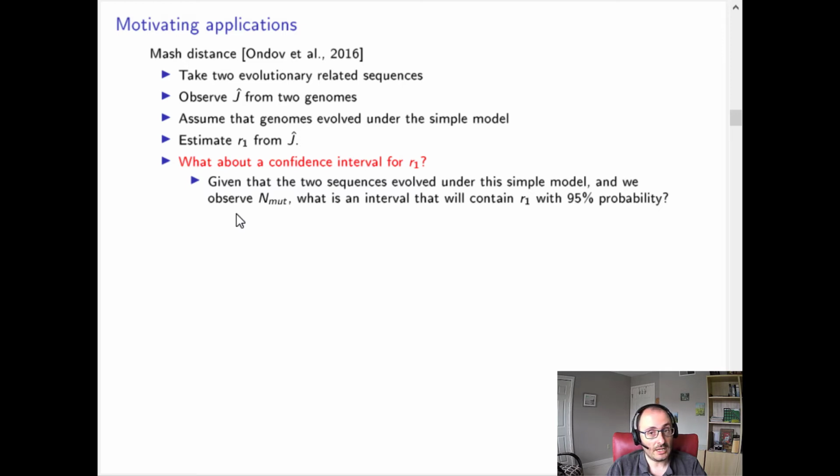And this is what the Mash paper does, and it's great to have this kind of point estimate, but wouldn't it be better to have a confidence interval for R1? What I mean in this case is that, given that we have these two sequences that evolved under the simple model, and we observe n_mut, what is the interval that will contain the true mutation rate with 95% probability? So for example, this could be between 0.05 and 0.07.